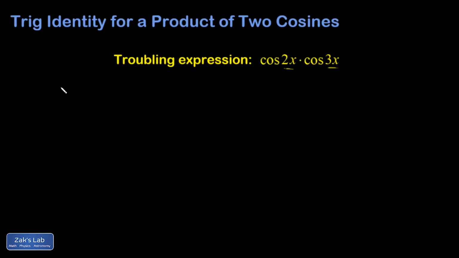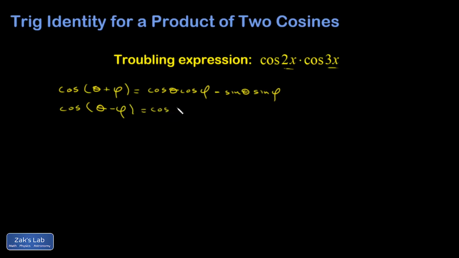So the derivation all starts from remembering what the cosine of a sum of two angles is. You get cosine of the first, cosine of the second, minus sine of the first, sine of the second. If I then look at a cosine of a difference of two angles, you get cosine of the first, cosine of the second, plus sine of the first, sine of the second.